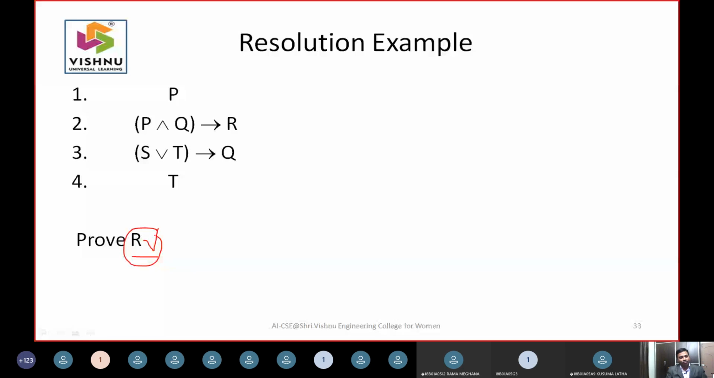Can you get R from these 4 statements? If you have something called P here, from these statements, if you expand this, you will get negation of P, negation of Q or R, capital R. If you still explore this, negation of S or Q and negation of T or Q. Can somebody tell me, can you get this value called R from these 4 statements?